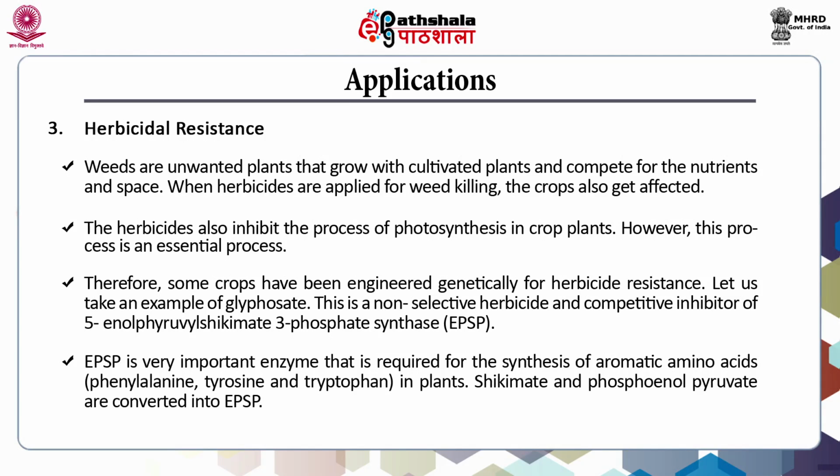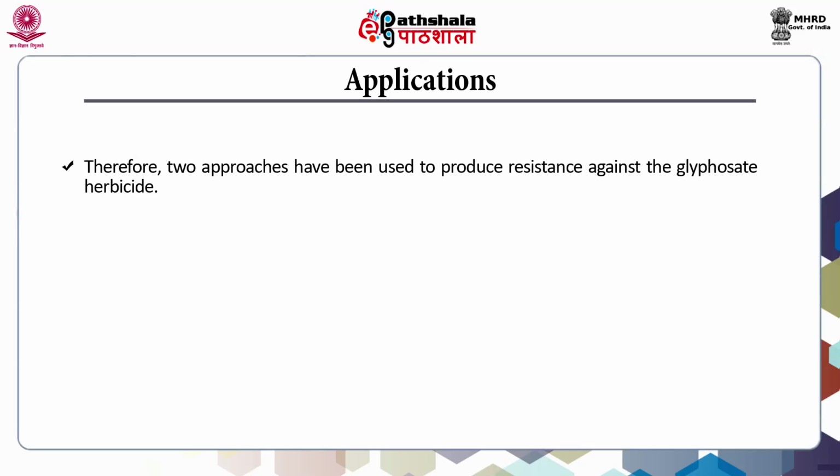This is a very important enzyme that is required for the synthesis of aromatic amino acids. Aromatic amino acids include phenylalanine, tyrosine and tryptophan in plants. Shikimate and phosphoenolpyruvate are converted into EPSP. Therefore, two approaches have been used to produce resistance against the glyphosate herbicide.